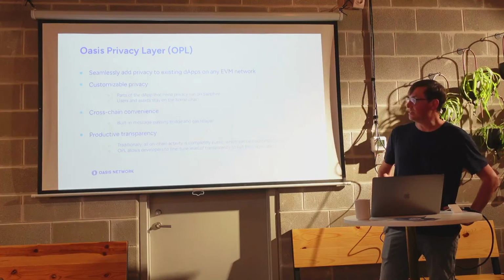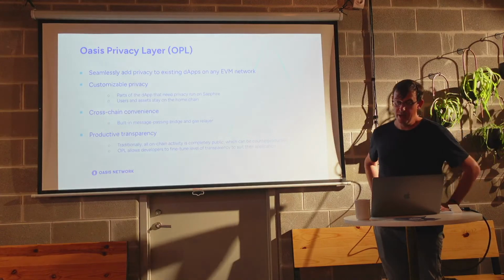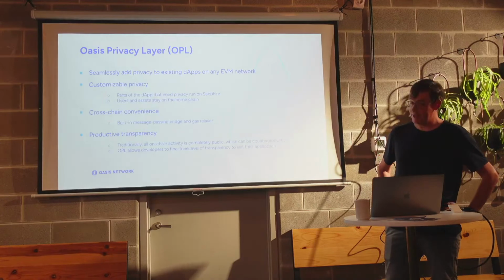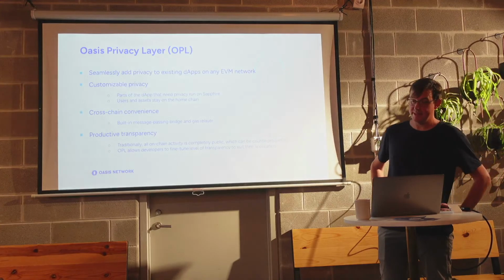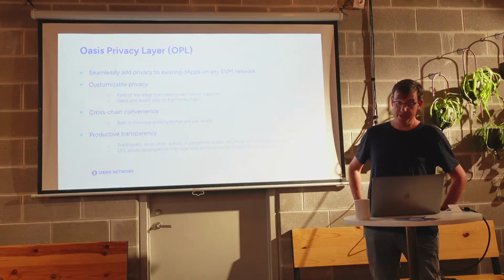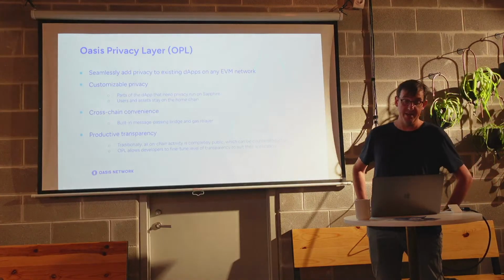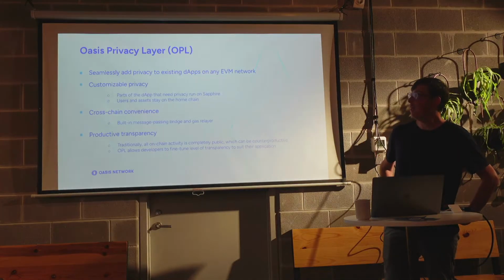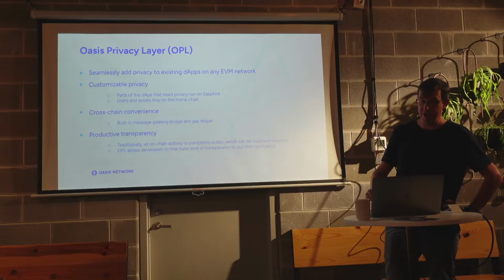And so on a traditional EVM chain, all on-chain activity is completely public. And so this is an important part of the Web3 ethos, but this can also limit the kinds of applications that we can move to Web3. And so OPL facilitates something that we refer to as productive transparency. And so as usual, all smart contract code is on-chain and verifiable, but when it comes to transactions and sensitive smart contract state, developers can choose what to make public and what to keep private. And so this is really crucial for expanding the reach of Web3 to a wider variety of applications.